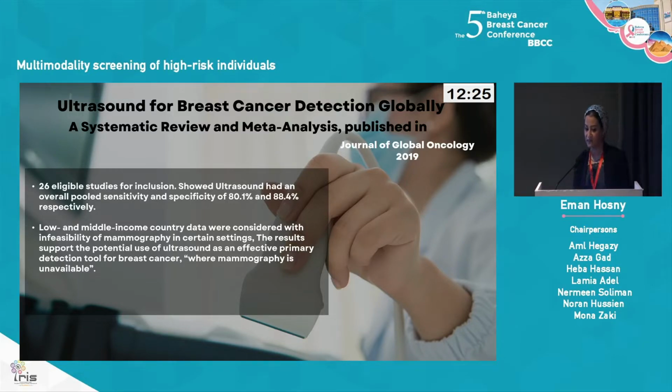Ultrasound for breast cancer detection. There was a systematic review and meta-analysis published in the Journal of Global Oncology in 2019. From the 26 eligible studies included, ultrasound had an overall pooled sensitivity and specificity of 80 and 88% respectively. Low and middle income country data was considered in the studies. Given the unavailability of mammography in certain settings, the results support the potential use of ultrasound as an alternative to mammography if it is not available as a screening modality.